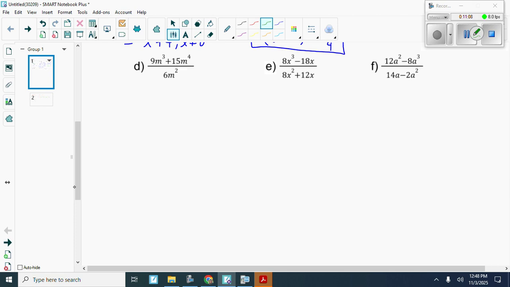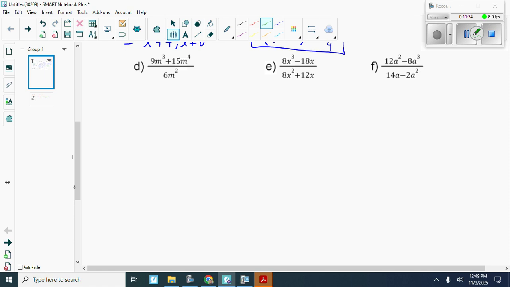Okay, so start with the 9m to the power of 3 plus 15m to the power of 4 all over 6m squared. Okay, so you're going to factor, you're going to state the MPVs, and then you're going to simplify.